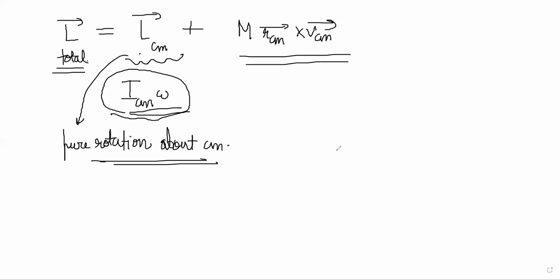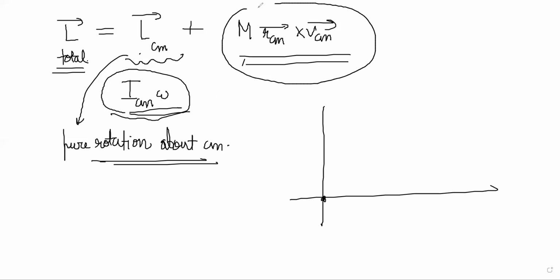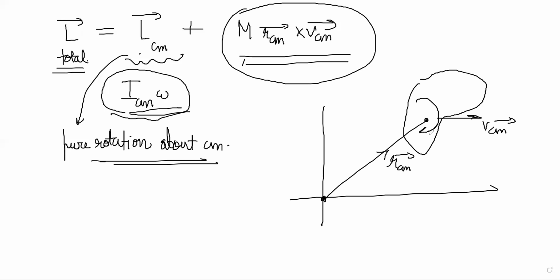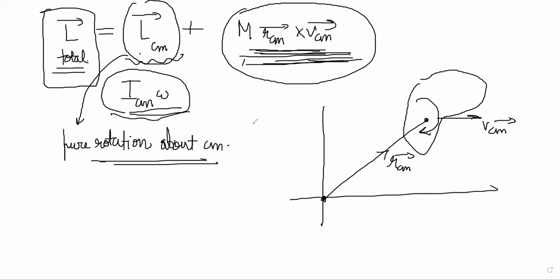Notice that the origin comes in because of this part, because RCM and VCM here depend on the origin. The rotation of the body around the center of mass doesn't take into account which origin you are taking, it only takes account of the center of mass. So the origin comes into play because of this term. So this is L total about this point.